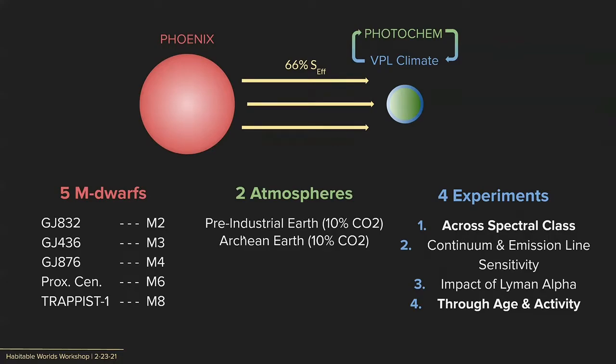And so we do this for 2 different types of atmospheres for each one of these stars. We do a pre-industrial Earth as well as an Archean Earth. Both of these planets have 10% CO2 because that is what is required to keep the planets temperate when they are receiving 66% of the modern Earth's energy input from the star.